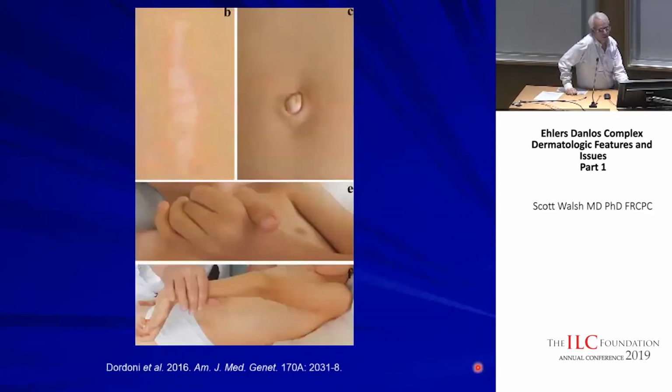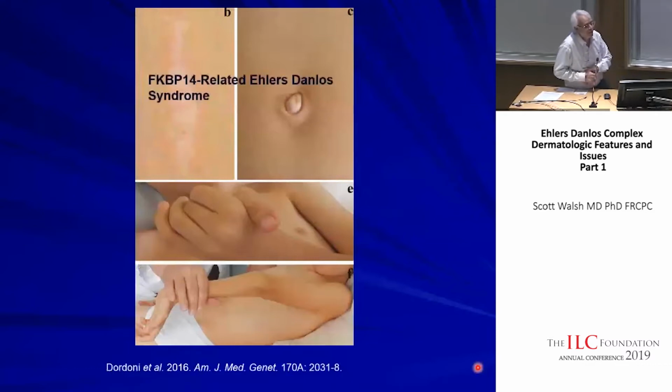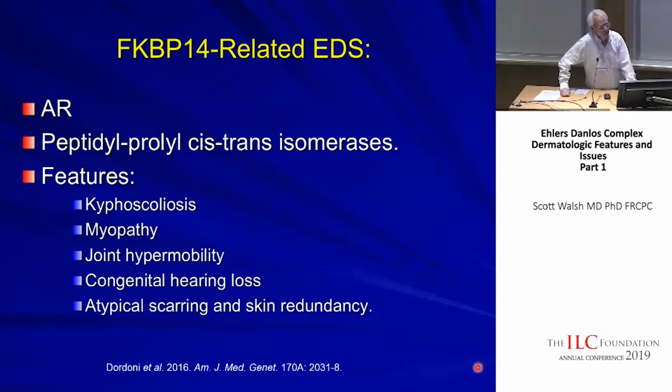So you can see there's an atrophic scar, an umbilical hernia, and hypermobility. You can see in the fingers, so small joint as well as large joint in the elbow. And so this is FKBP14-related Ehlers-Danlos Syndrome, one of the more rare ones. And this is just because this protein doesn't work, that shifts the molecule from one side to the other. And so you can get kyphoscoliosis, muscle problems, joint hypermobility, they get hearing loss, and this atypical scarring.